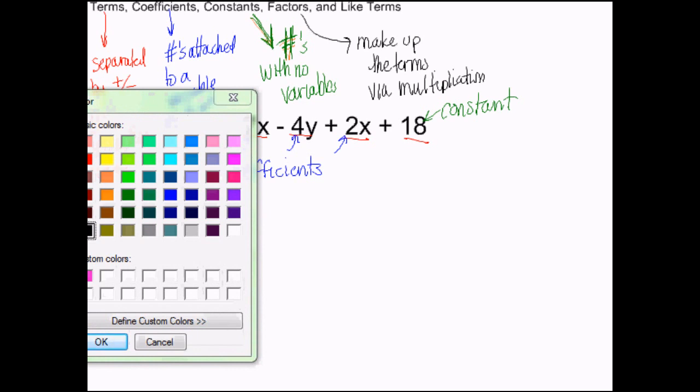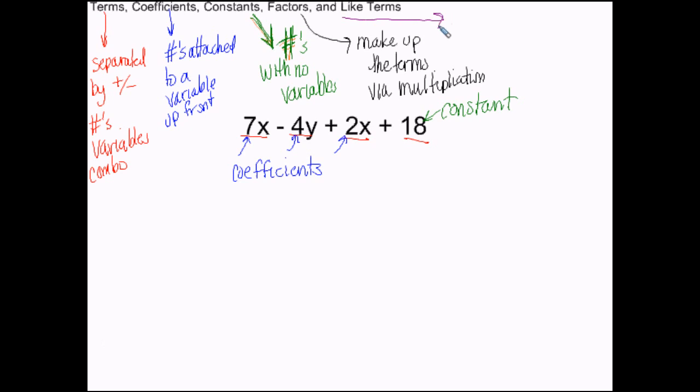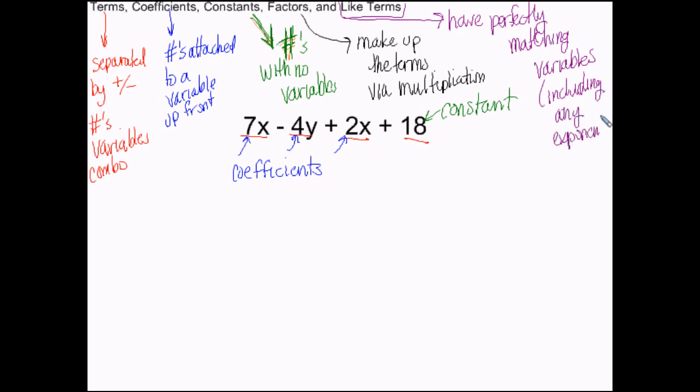And then finally, we have purple. Like terms have perfectly matching variables, including any exponents. So 7x and 2y are like terms. 2x, that's what I meant. Circle 2x. I said 2y, I don't know why I did that, but yeah, 7x and 2x are like terms because their x's match. If there's no variable, they're like terms because that part matches too. If that was 7x and 2x squared, it would no longer match.